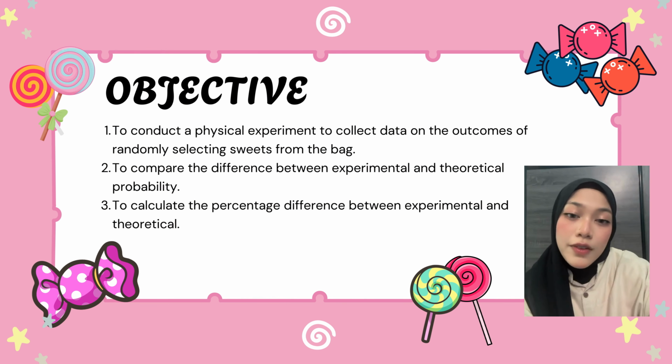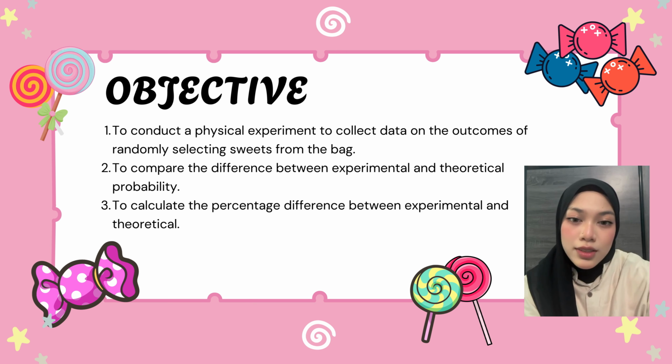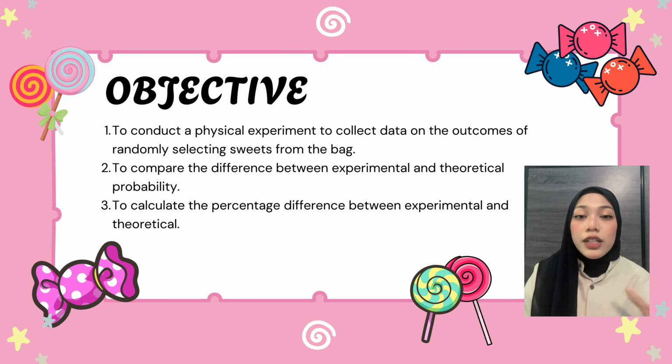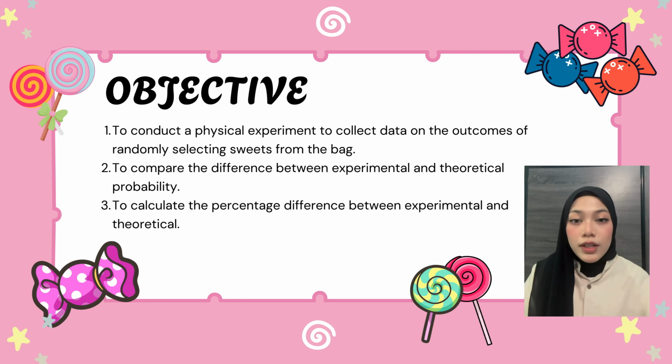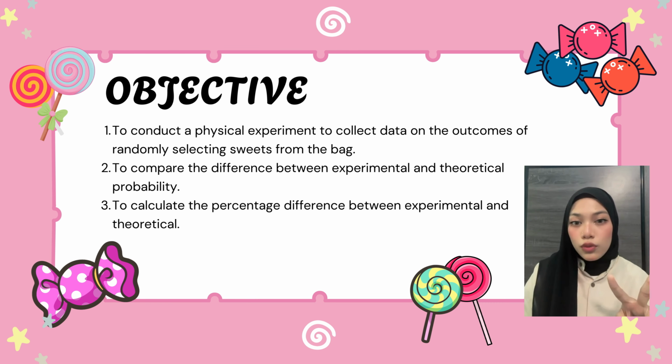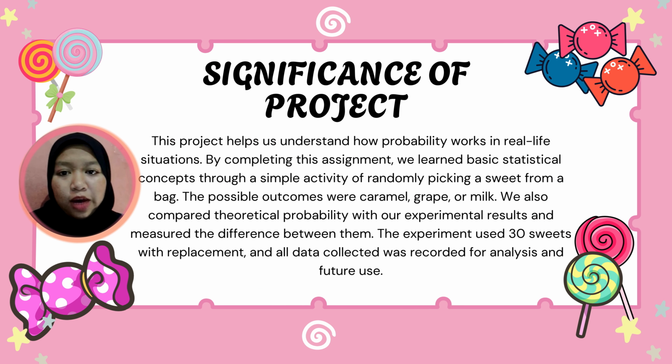Our group project. Firstly, our aim is to conduct a physical experiment to collect the database on the outcome of randomly selecting sweets from a bag. Secondly, we want to compare the difference between experimental probability and theoretical probability. Lastly, we will calculate the percentage difference between the two to see how accurate our experiment is compared to the expected result. And now, I'm going to talk about the significance of the project.